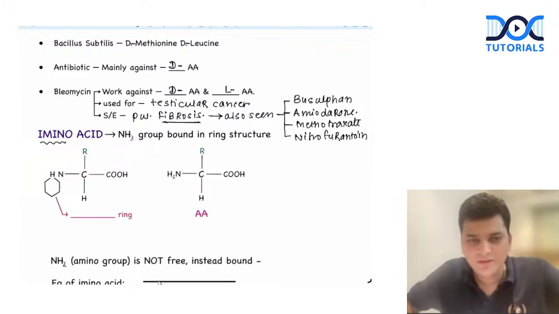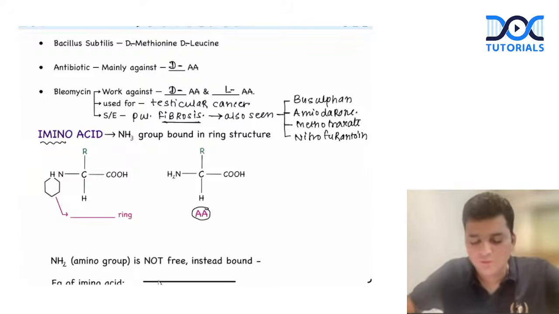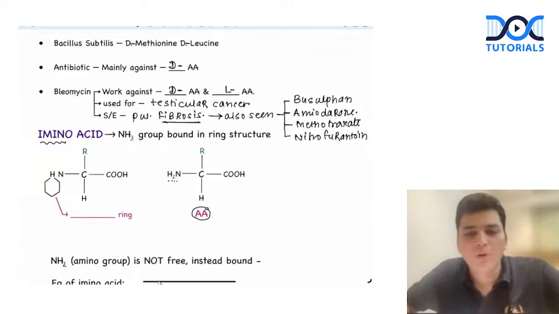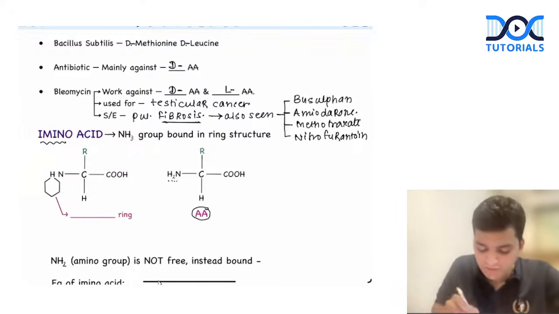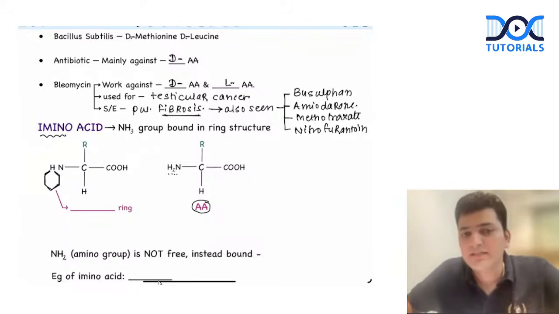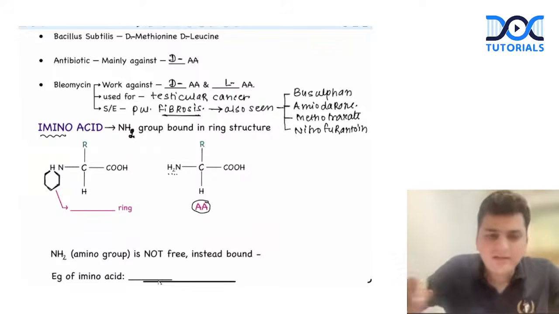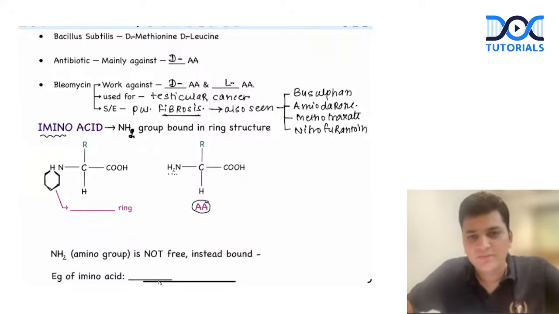What is the meaning of imino acid? See, the normal structure of an amino acid is somewhat like this. The amino group is here and it is free. It can make a bond with the next amino acid. But what if the amino group is not free? If the amino group is bound in a ring structure, as you can see in this example, the amino group is not free, it is bound in a ring structure. Then this type of amino acid is called an imino acid. So what is an imino acid? The amino group, NH, please correct that. The NH group is not free, it is bound in a ring structure. This is called an imino acid.